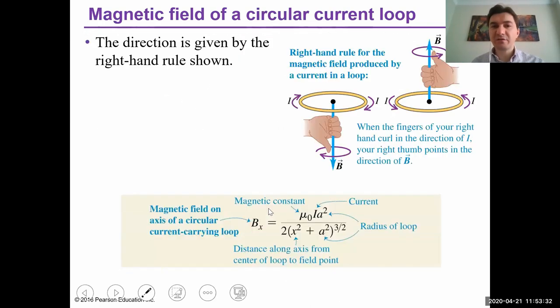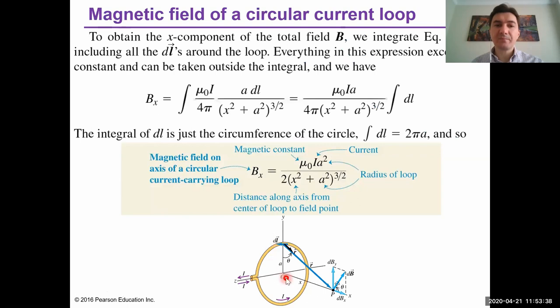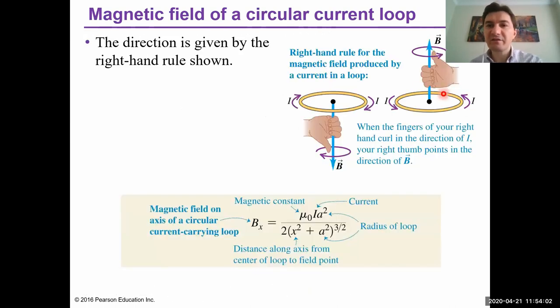What about the direction? The direction of the magnetic field along the axis of the circular loop can be found by the right-hand rule again. Look at the current direction: four fingers show the current, then the thumb shows the magnetic field produced by that current, like we did for the magnetic dipole during the last lecture. So this is the direction of the current in the loop, and this is the direction of the magnetic field. If you reverse the current, then you reverse the direction of the magnetic field.